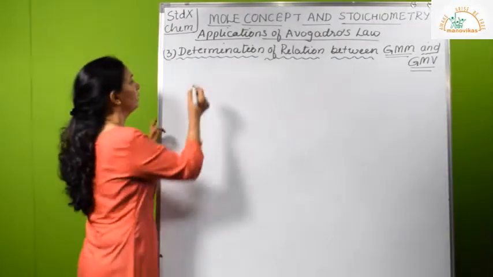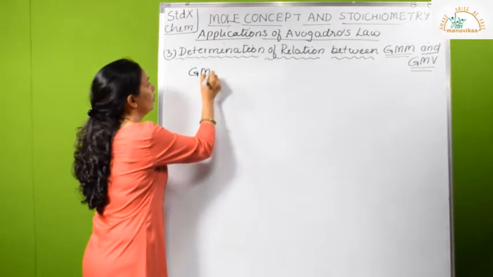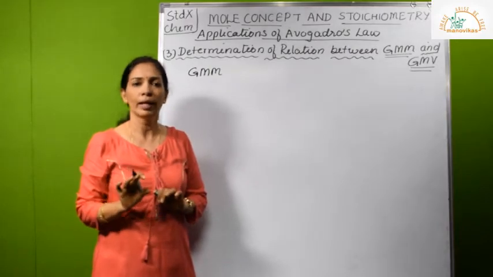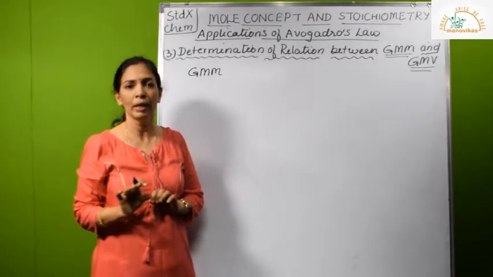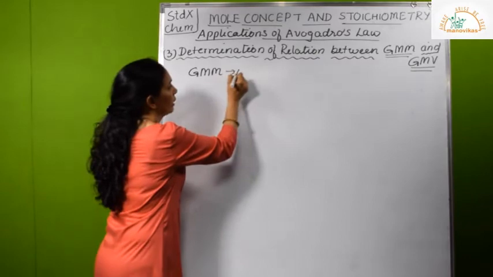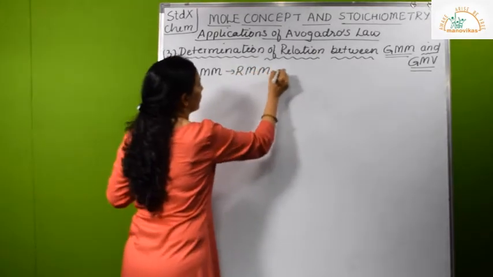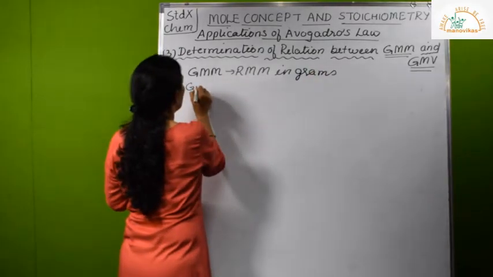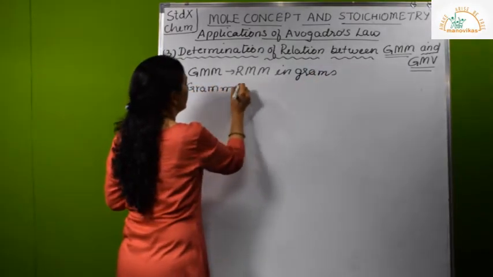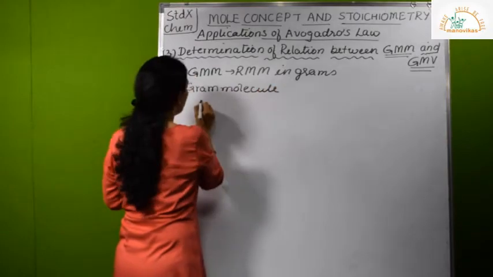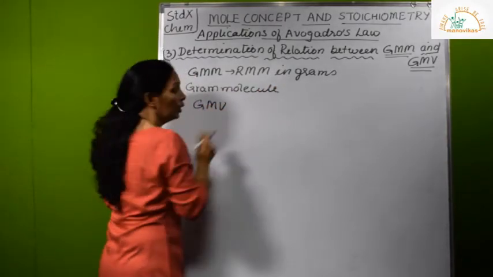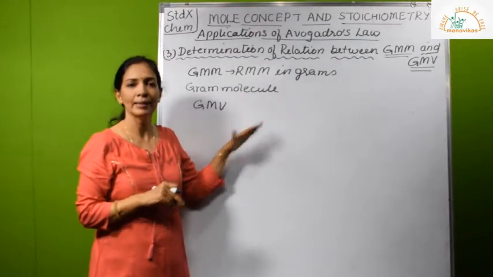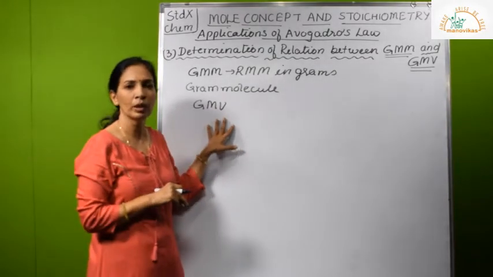Okay, so let us start with gram molecular mass. What is gram molecular mass? Relative molecular mass expressed in grams is called gram molecular mass. Okay, so this is RMM in grams. This is also called a gram molecule. And what is gram molecular volume? The volume occupied by 1 gram molecular mass of a gas at STP is called gram molecular volume.